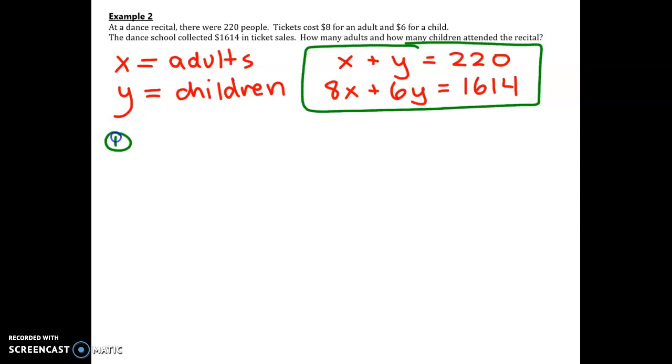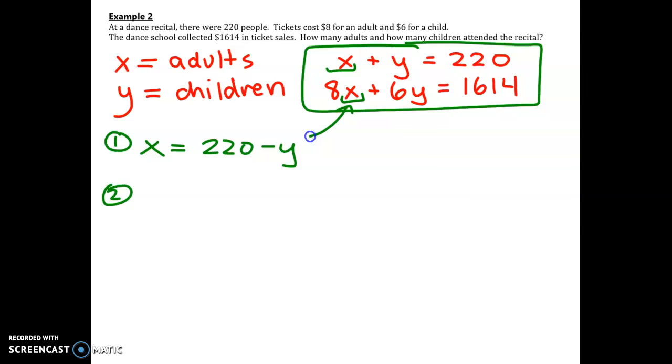So step one, we need to get a variable by itself. This time I'm going to get this x by itself. That just seems like the easiest one to do. So if I subtract the y to the other side, we'd get 220 subtract y. So again, first of all, I'm getting the x by itself just by subtracting that y to the other side of the equation. So x equals 220 minus y.